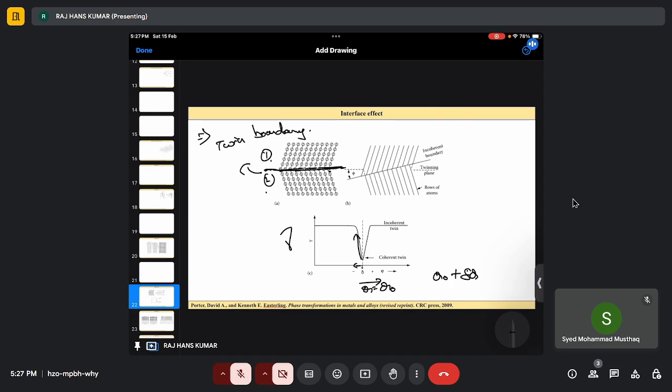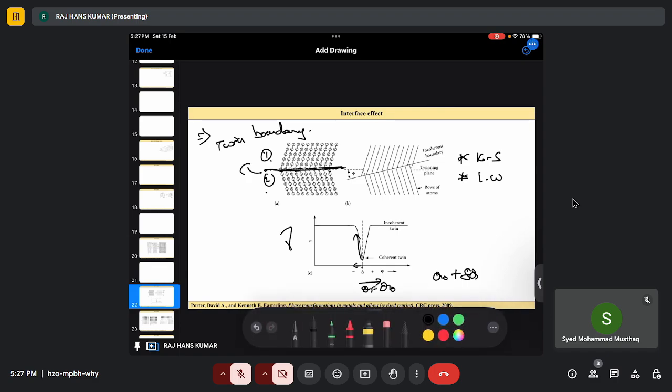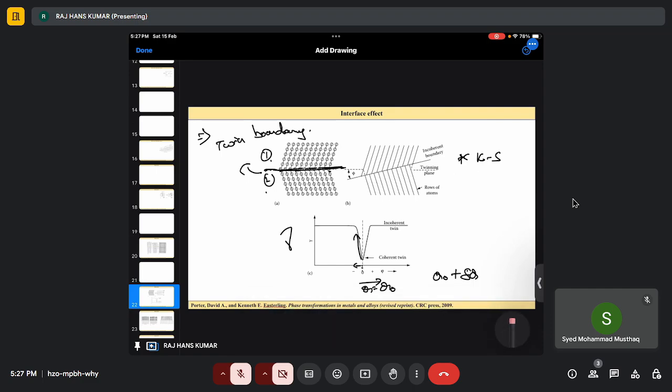Now, there are different types of conditions to have a minimum amount of surface energy in high angle grain boundaries. Okay, so the sir has mentioned in his lectures there are different types of conditions, such as KS, LW, to have minimum surface energy or to have equilibrium grain boundary shape, right?